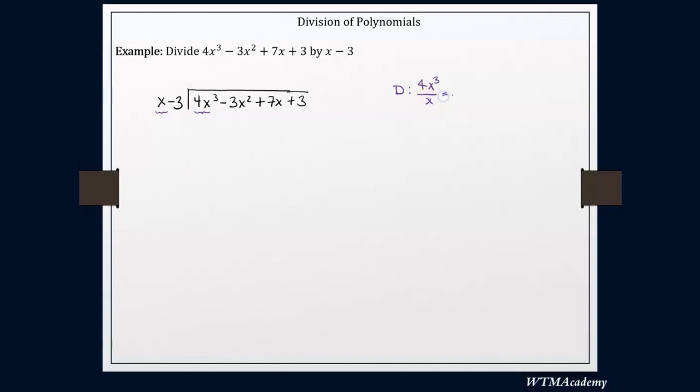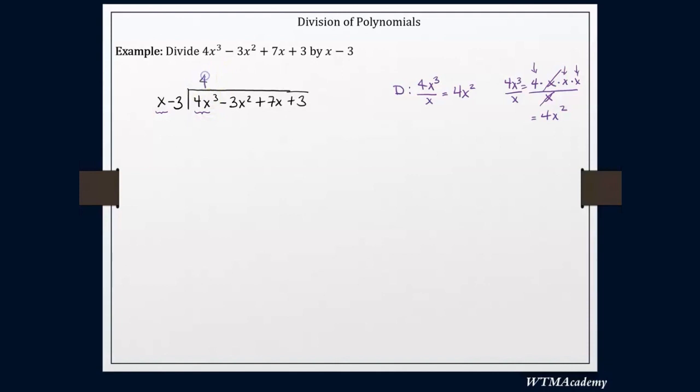And if you remember your rules of exponents, this becomes 4x to the second. If you're having trouble seeing this, 4x to the third is 4 times x times x times x divided by x. That means that one x from the numerator and one from the denominator will get divided out, leaving us with 4x times x, which is still 4x squared, the answer that we had before. So then that becomes part of the quotient.